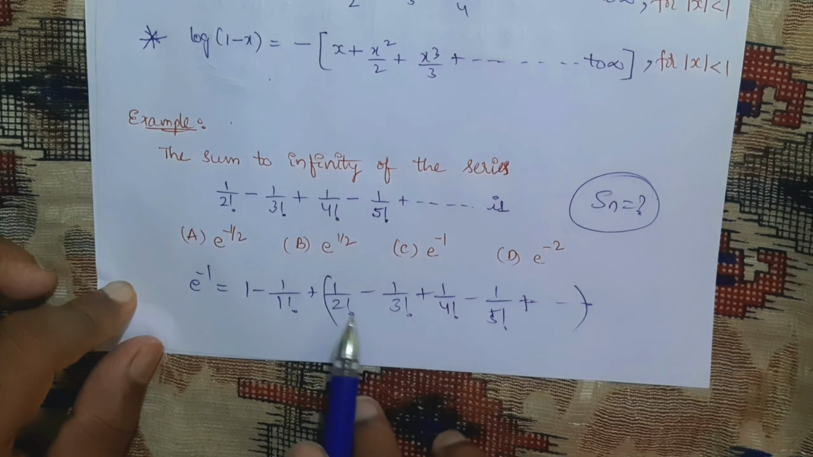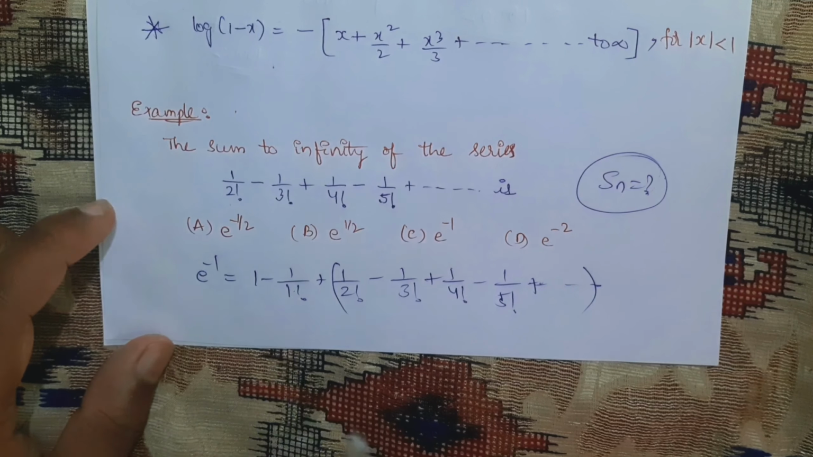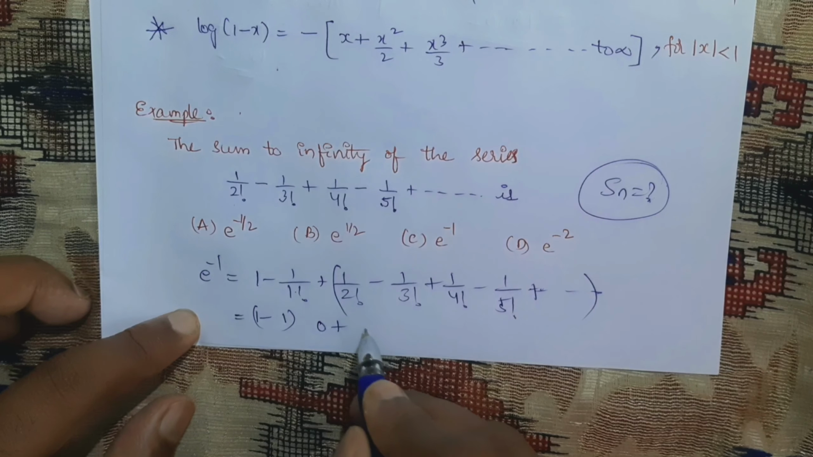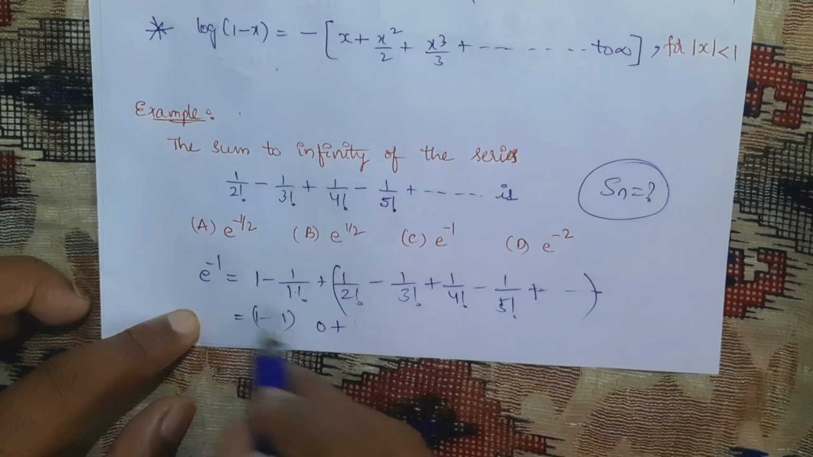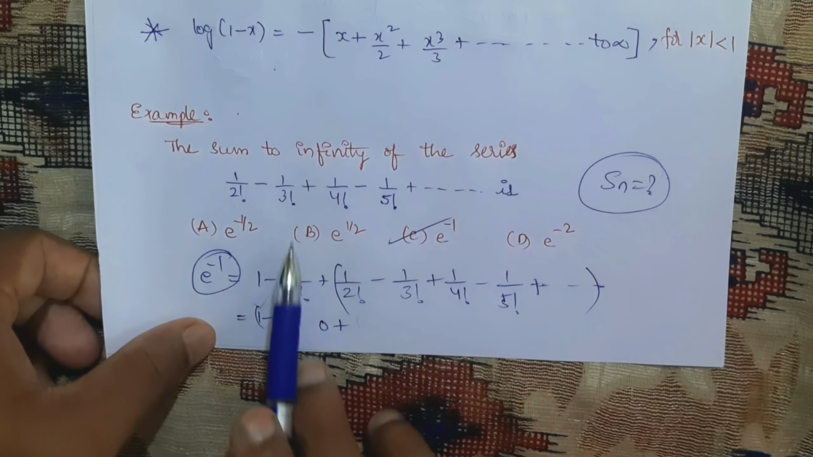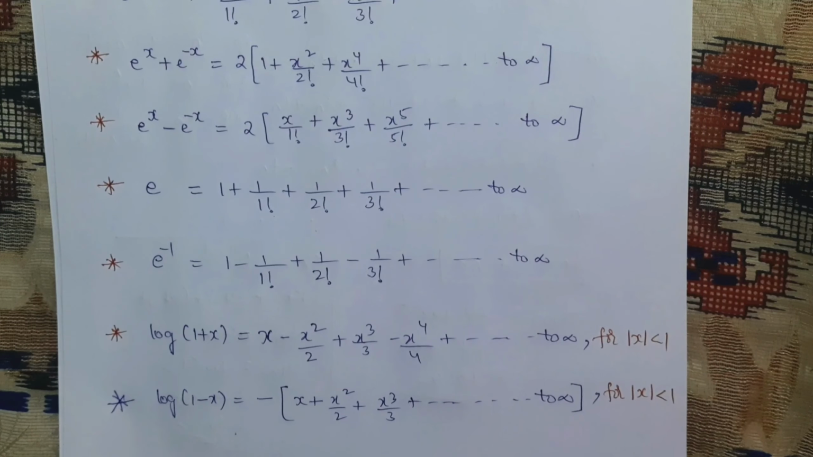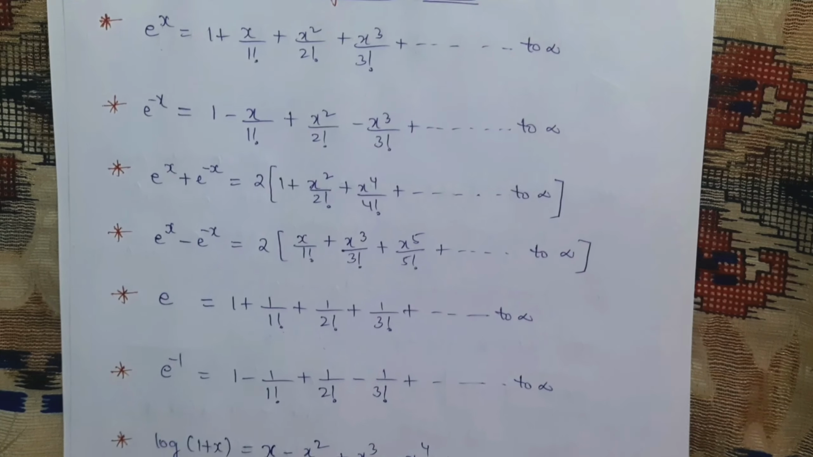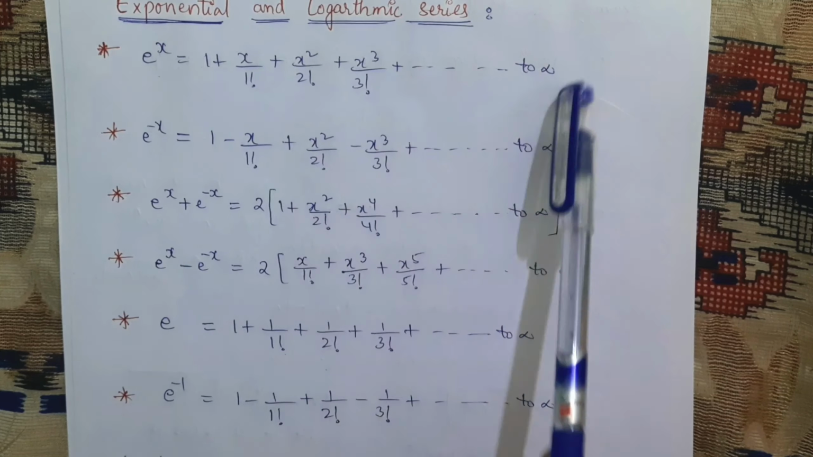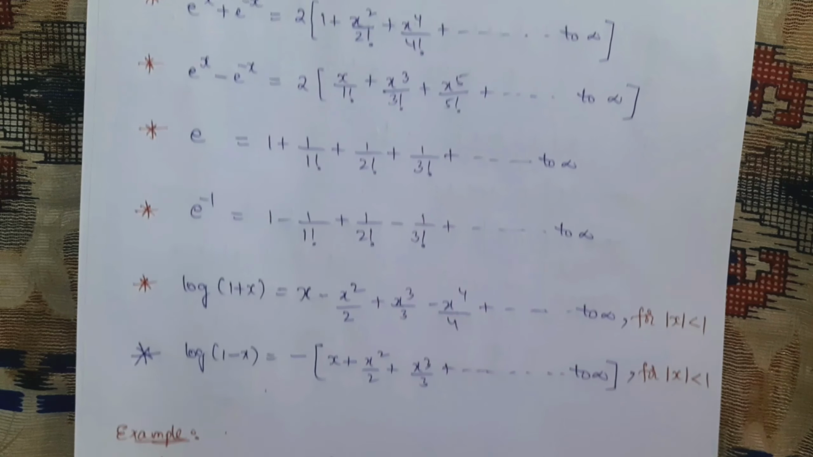We know that 1 minus 1 by 1 factorial means 1 minus 1, which is 0, plus this. That means this is equal to e power minus 1. As it is 0, this will be equal to e power minus 1. So if you remember these series, directly they will ask questions like what is the sum of infinity terms of this. e power x, this is e power minus x. Like that you need to remember all these values.